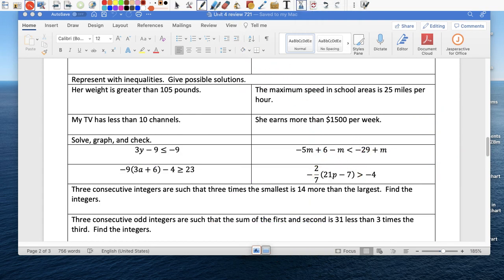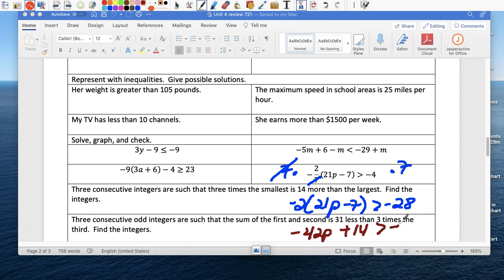Here, I would get rid of the 7 at the bottom. So you have choices. So I'm going to multiply this whole thing by 7 and multiply the right side by 7. If I multiply by 7, that's gone. That's gone. I'm actually left with negative 21p minus 7 greater than negative 28. Look at that. No more fractions to worry about. Distributive property, we get negative 42p plus 14 greater than 28. We're going to do minus 14 on both sides. And I'm getting negative 42p greater than negative 42.